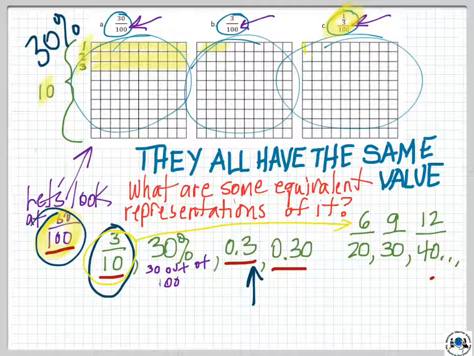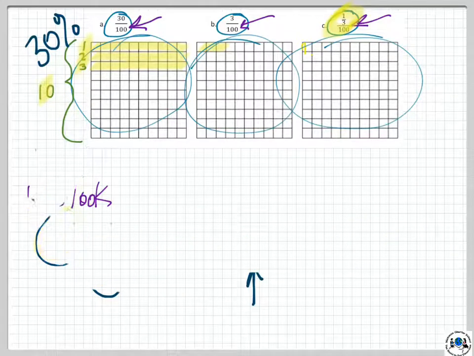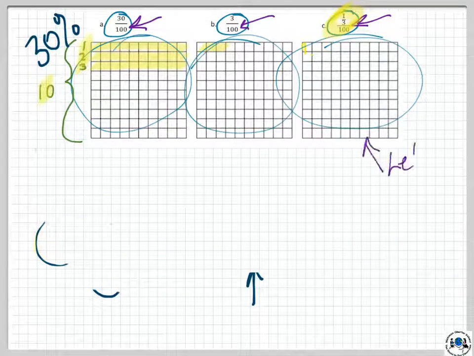All have the same value, which means that 30% of a candy bar is the same as 30/100ths of a candy bar, which is the same as 3/10 of a candy bar, which is the same as 6/20ths of a candy bar, or 9/30ths of a candy bar. They all have the same value. They just look different.